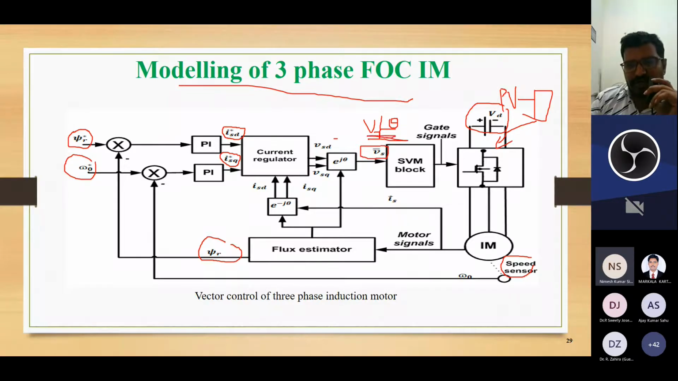Once we know the value of Vr at an angle of theta, we can determine which sector it is coming from. According to that sector, we can calculate the values of T0, T1, T2 and T7. Then the corresponding switches will turn on and off with the help of the SVPWM. According to the value of reference voltage and angle, the SVPWM block will generate the gate pulses. Those gate pulses are given to the inverter, and then the induction motor will run at the desired speed.